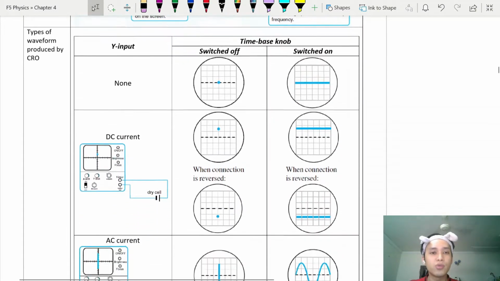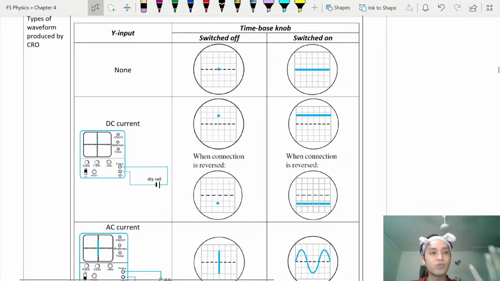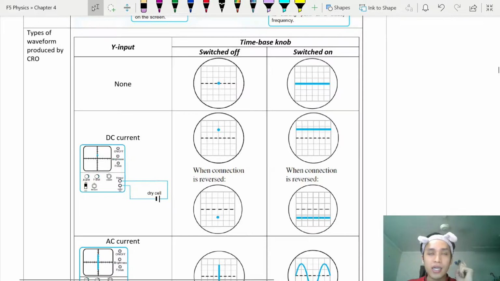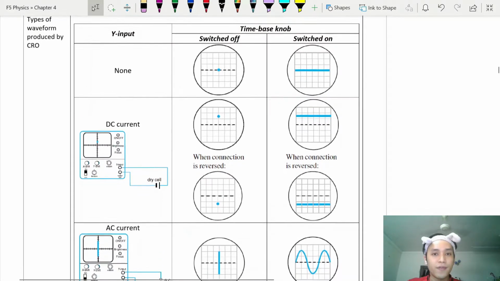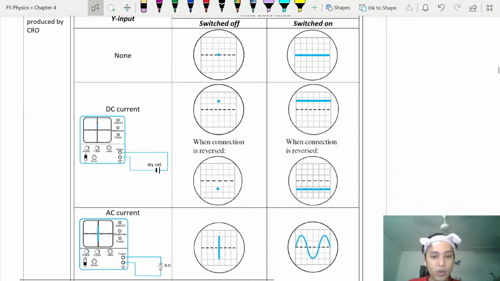We need to know the different types of wave that are produced from a CRO. The idea is very simple, let me teach you the concept first. If it's a DC current, the shape that you will see on the CRO, or cathode ray oscilloscope, is a dot. And if it's an alternating current, you're going to see a straight line like this. Now, there's a reason why it's a straight line.